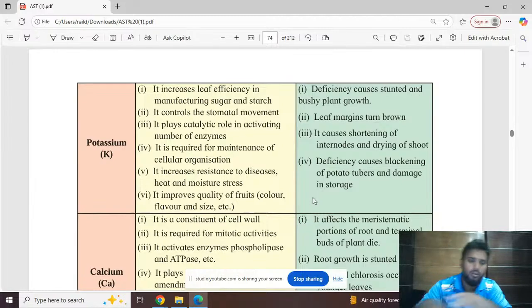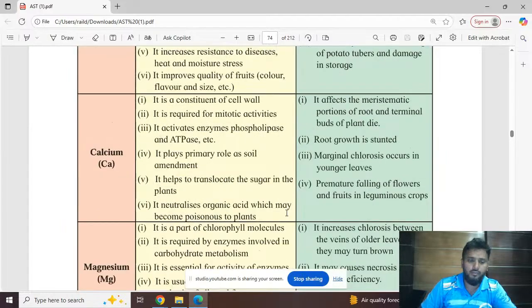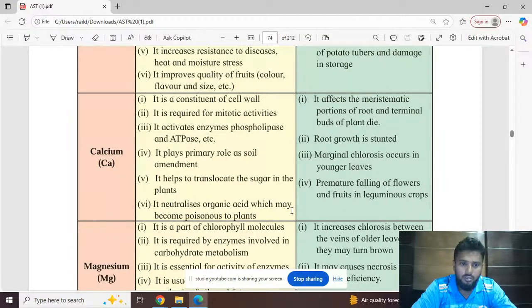Calcium is again important. See, calcium is a constituent of cell wall. If calcium content is good, cell wall is good. Then it is required for mitotic activities. We all have studied mitosis, that is the cell division. If calcium content is good, cell division will be good. Then it activates different kinds of enzymes like phospholipase or ATPase, okay, which are helpful in the glycolysis reaction or cycle.